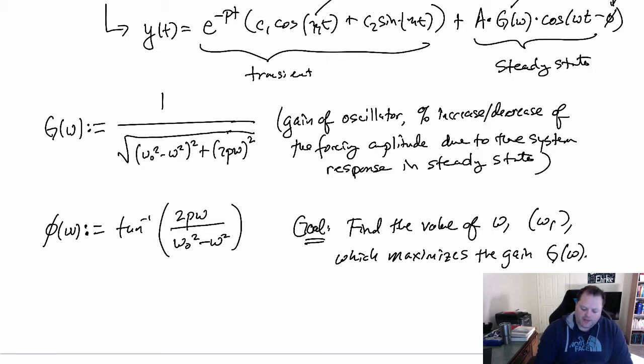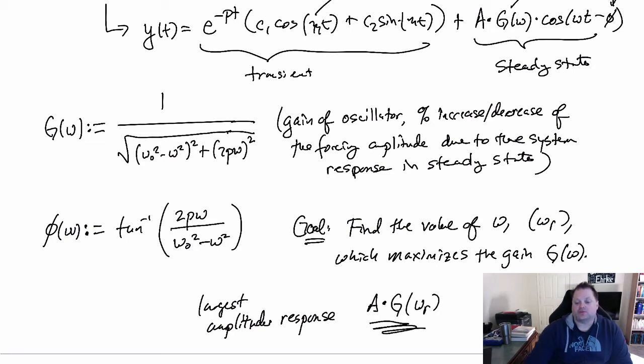And then once we do that, the largest amplitude response would be the original amplitude of the forcing term times the function g evaluated at omega r. That is the largest amplitude we would ever expect to get: the original amplitude of the forcing function times the gain at this maximum value. So whatever the maximal gain is will occur at this resonant frequency.